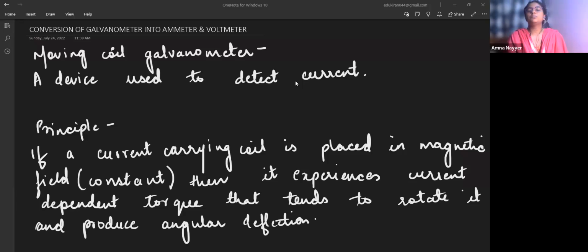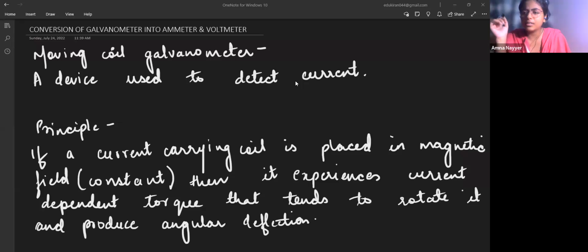Okay, so yes, moving coil galvanometer. What is a moving coil galvanometer? Galvanometer is basically a device that is used to detect current. Detect current means it won't tell you how much current is flowing in your system, whether it's 5 amperes, 4 amperes, it won't tell you. But whether current is existing in your system or not, that will be dealt by a galvanometer.